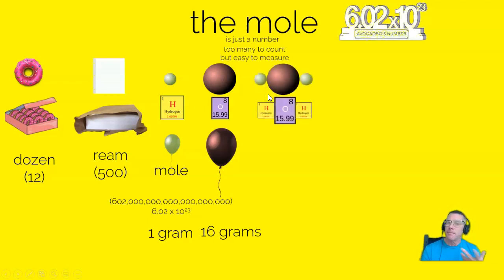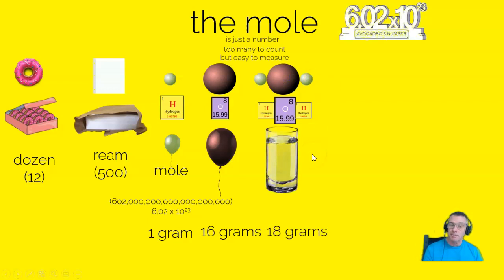Let's apply this to a molecule. Water. 2 hydrogens, 1 oxygen. If I needed a mole of water, how many grams of water should I weigh out? 2 H's, 1 O, 18 grams. So imagine a glass of water that weighs 18 grams. That would be a mole of water. If you could see in there, you'd see 6 times 10 to the 23rd water molecules.